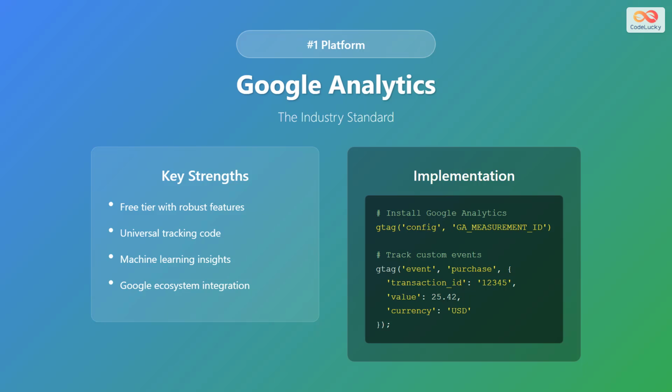Google Analytics stands as the #1 platform and is considered the industry standard. It offers a free tier with robust features, making it accessible to a wide range of users. Implementation involves a universal tracking code that is easy to install across your website. Google Analytics provides machine learning insights to help you automatically identify trends and anomalies in your data. Seamless integration with the Google ecosystem, including Google Ads and Google Search Console, enhances its utility.